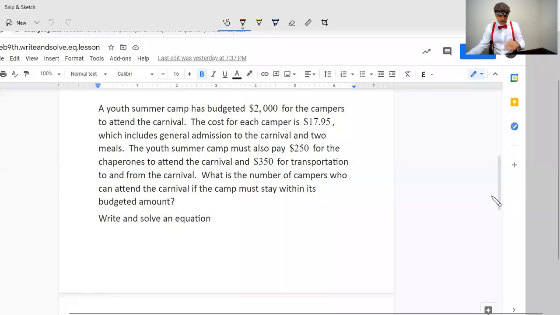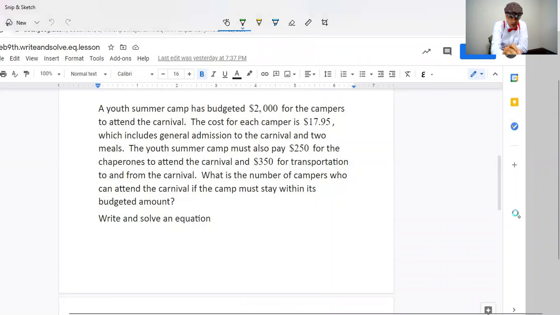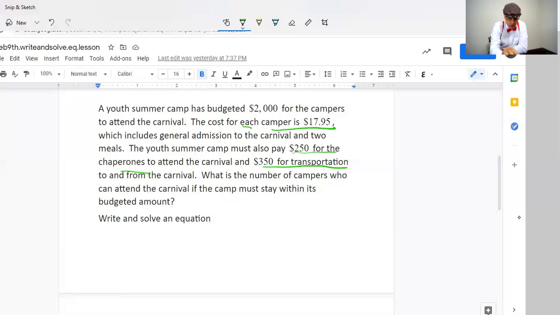All right, so the second question here, it's similar to the first one. It says a youth summer camp has budgeted $2,000 for the campers to attend the carnival. The cost for each camper is $17.95. The youth summer camp must also pay $250 for chaperones and $350 for transportation. What is the number of campers who can attend the carnival if the camp must stay within its budgeted amount? Right? And solve an equation.